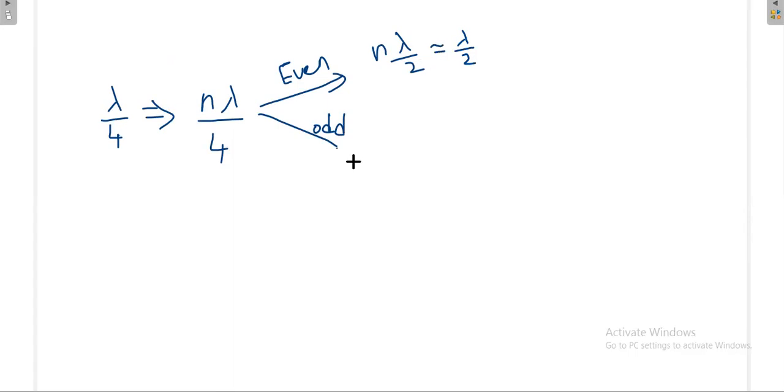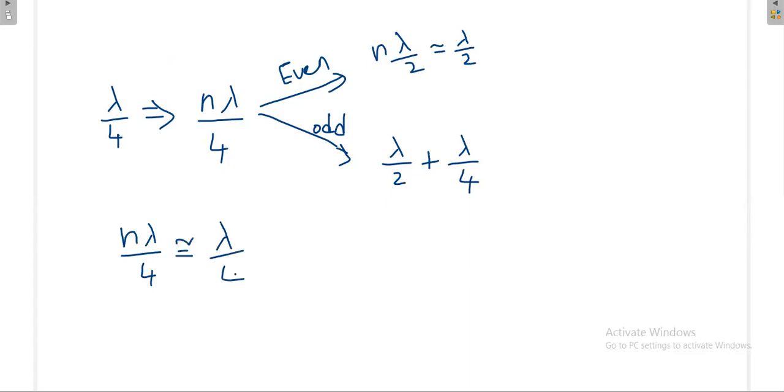But if n is odd, then you can write it like this, lambda by 2 plus lambda by 4. Now you know that whenever you have a lambda by 2 line, there will not be any change, but only there will be the effect of lambda by 4. That's why the nλ/4 line will behave similar to a lambda by 4 line when n is odd.